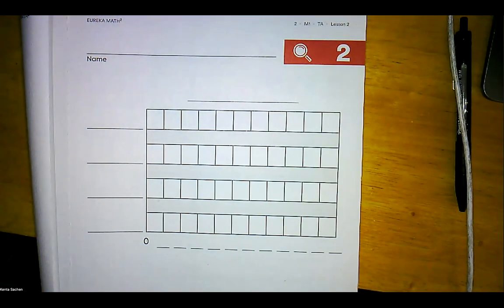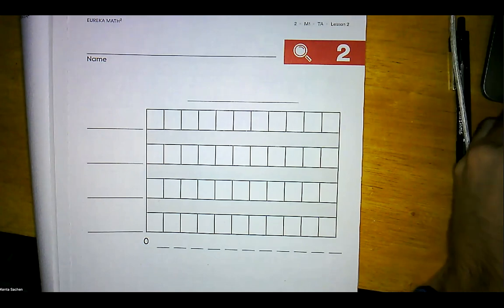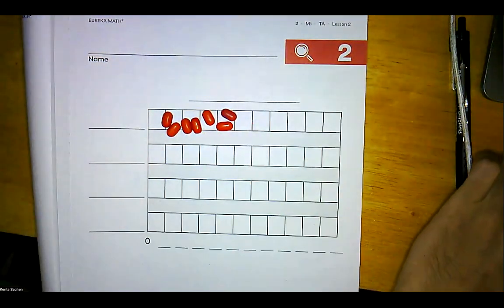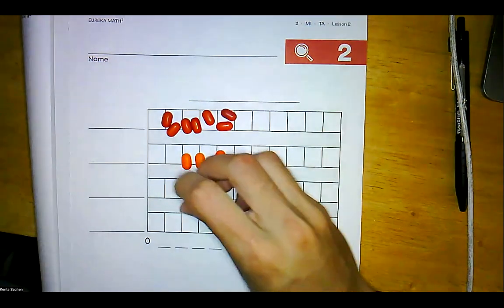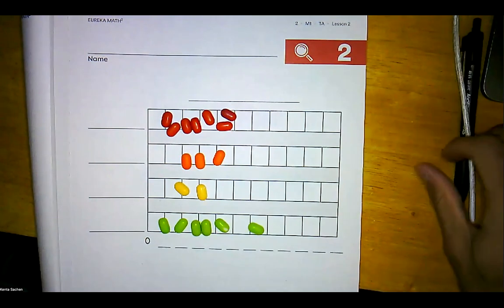Now, I ate a couple yesterday, so I have a little bit fewer Tic Tacs today. I was a little bit hungry, and these were really delicious. So I have fewer Tic Tacs.